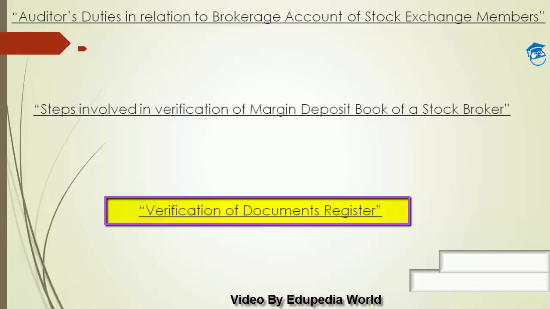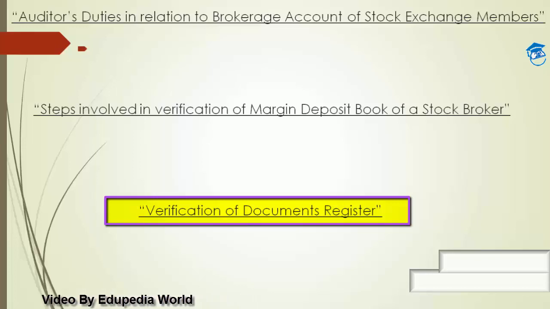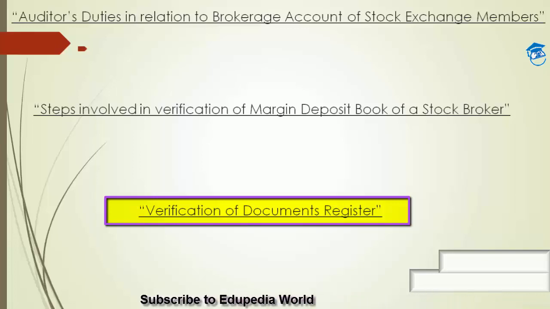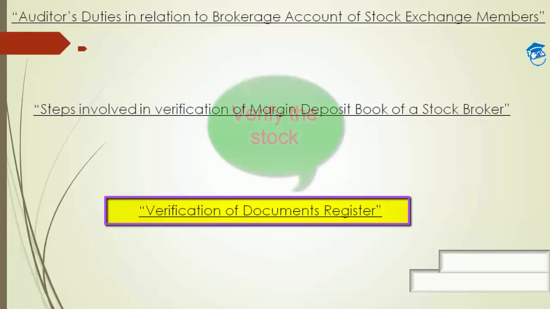This document register, this inward and outward register. You need to scrutinize the register and analyze the balances of stock which are appearing in the register and segregate the same into the client stock and own stock. Number two, you need to inquire into the reasons for any client stock remaining with the member. Number three, you need to verify the stock available with the member on a random basis and reconcile the same with the details shown in the documents register.